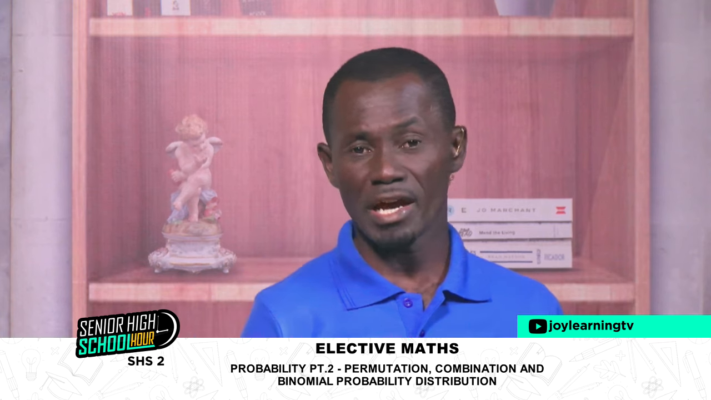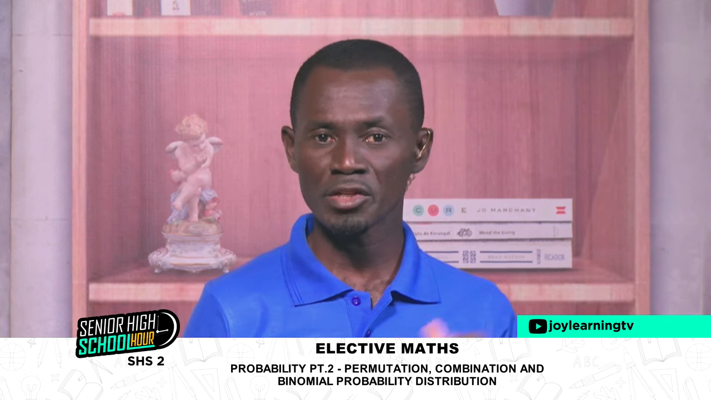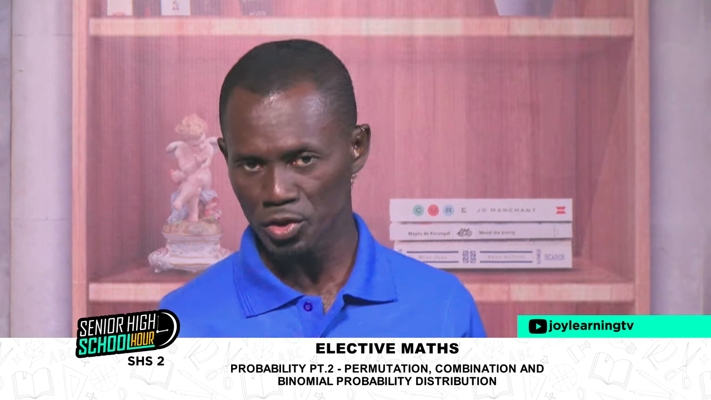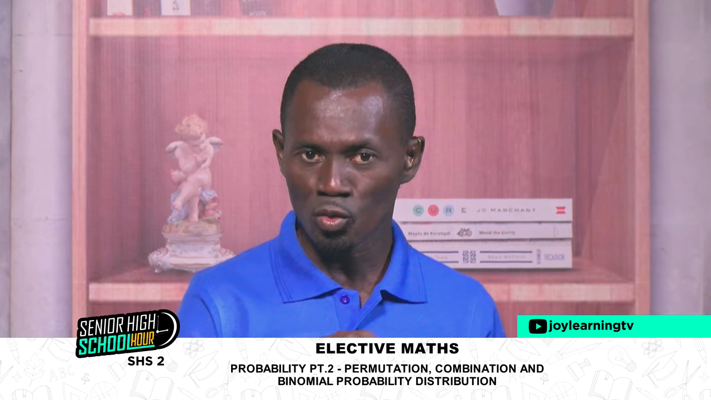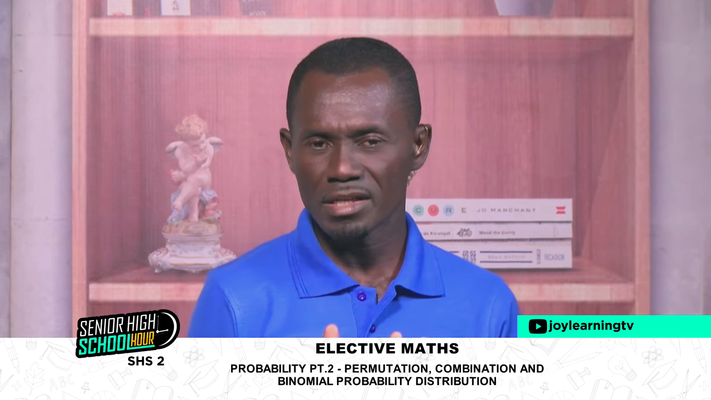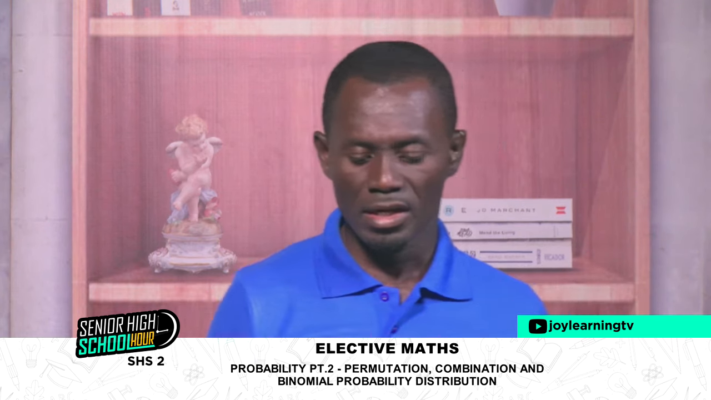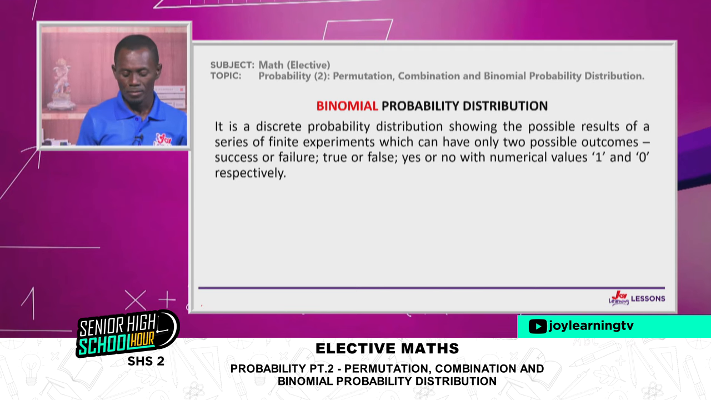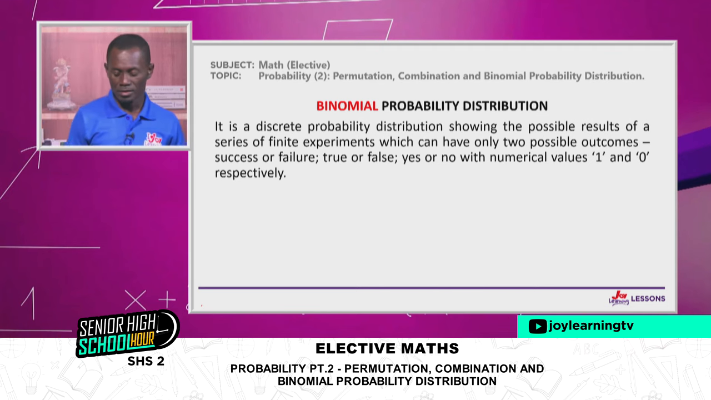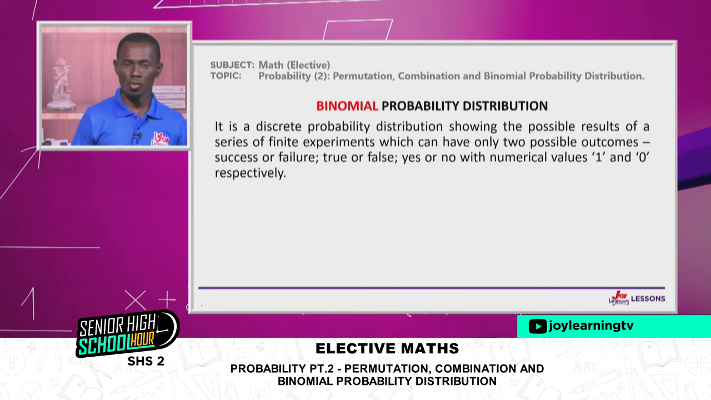For example, you have a die. If you roll the die, you would have 6 possibilities. But we could say, what is the probability of rolling a 2 or not a 2? In which case, 1, 3, 4, 5, and 6 will be not 2. That is a binomial situation. Generally, if you have a yes or no, true or false, success or failure, then you have a binomial situation. Usually, we will call success 1 and failure 0.